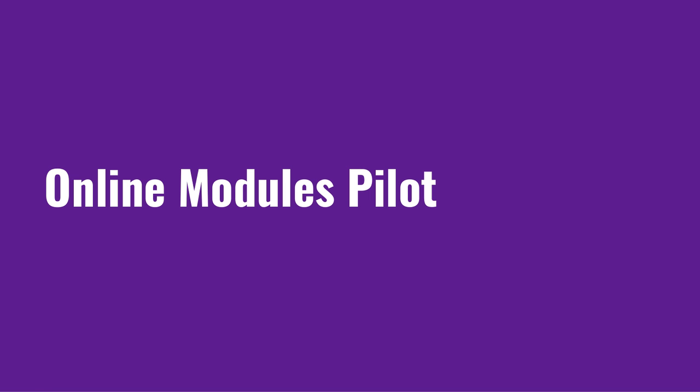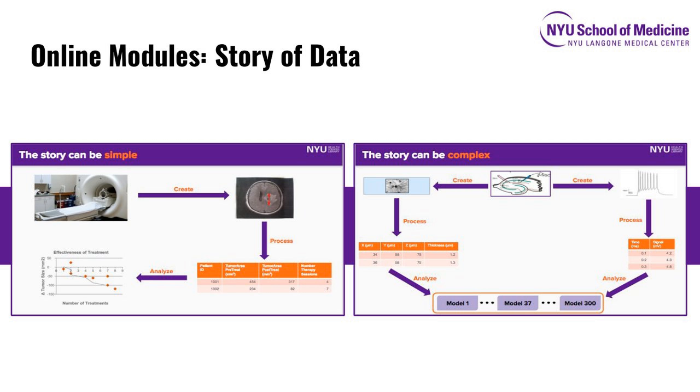So to go into the different online modules, just briefly to give you a sense of what we were pitching and what we were providing in terms of training material. The first module focused on the story of data, and this was really just to contextualize for librarians the idea of what kind of data we're talking about, and in which we're talking about research data management.